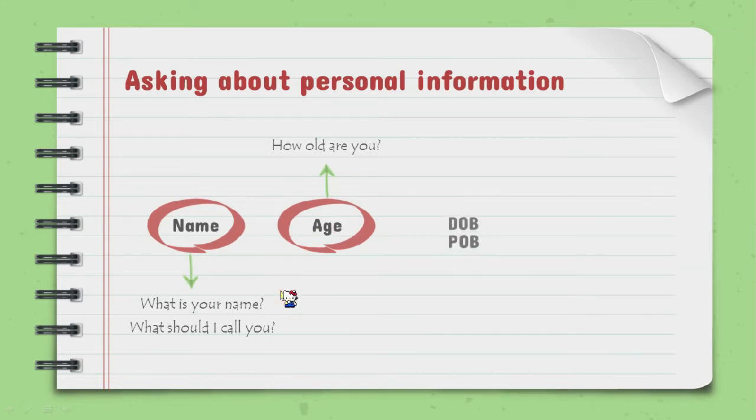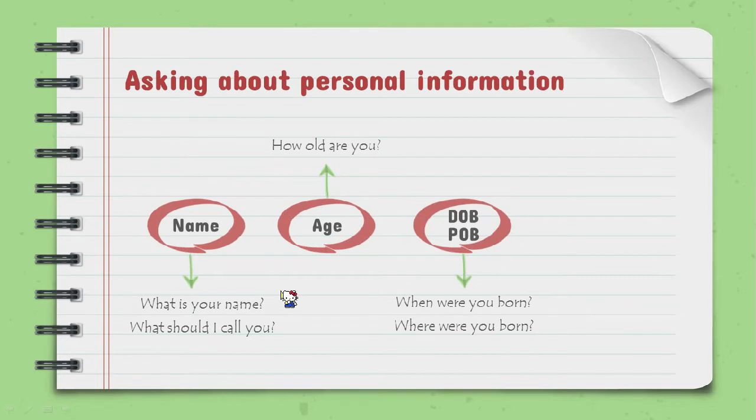Okay. When you want to know about someone's date of birth or place of birth, you may say, when were you born? And where were you born? Okay. And when you want to know about someone's address, just say, where do you live? Or what is your address? It's also a very common question.